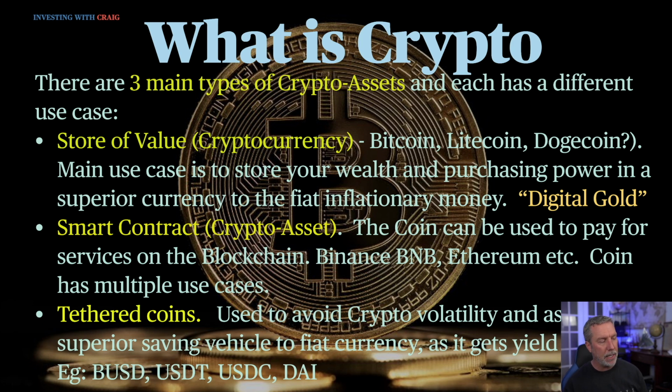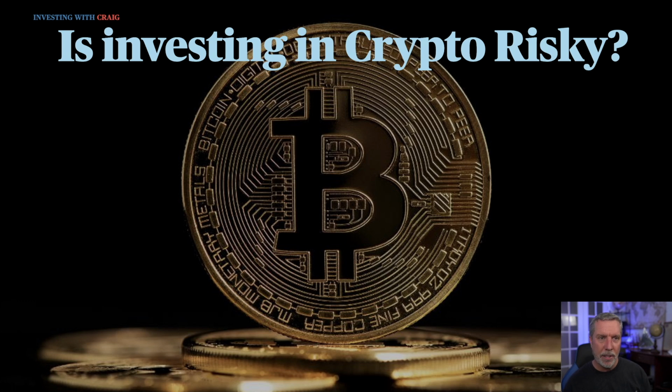The biggest examples of that would be USDT, or BUSD, which is Binance's tethered coin, or there's another one called USDC, and there's one called DAI. There's a bunch of them, but they all have the same principle of being pegged to the US dollar. So those are the three main types. One of the last questions I want to answer is: is cryptocurrency investing risky?